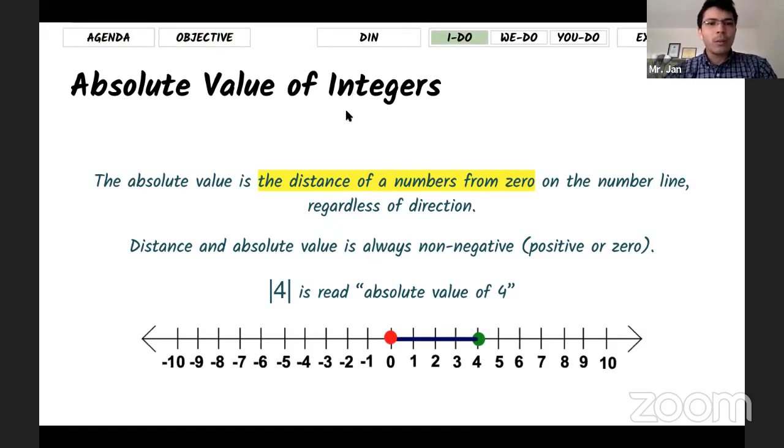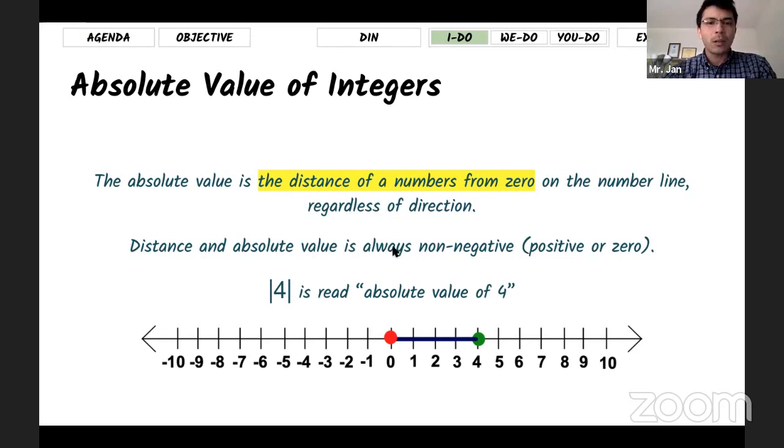So the meaning of absolute value is it's the distance of a number from zero. Whenever you see the absolute value of a number, that means it's the distance of that number from zero on a number line, regardless of its direction. Sometimes that number could be on the left side of zero, sometimes on the right side. The point is, whenever you see that number, you always need to think that it is that many steps far away from zero. It doesn't matter left or right.